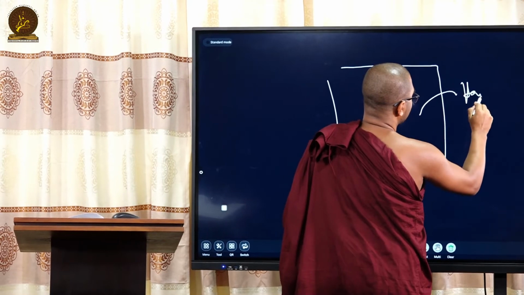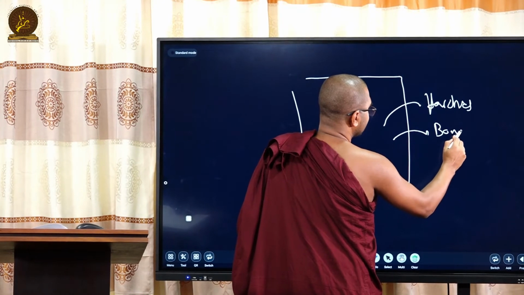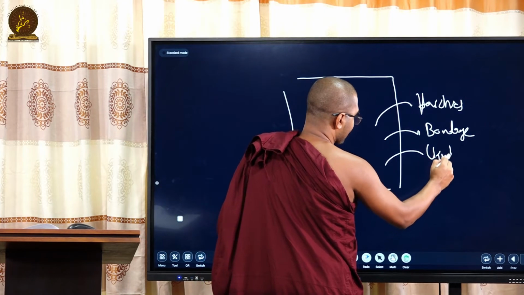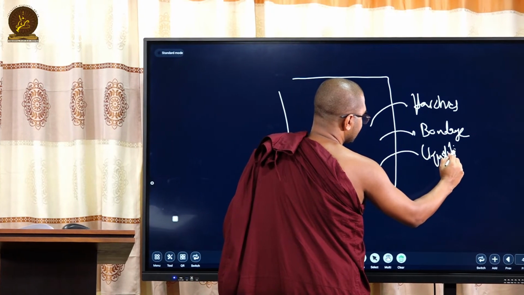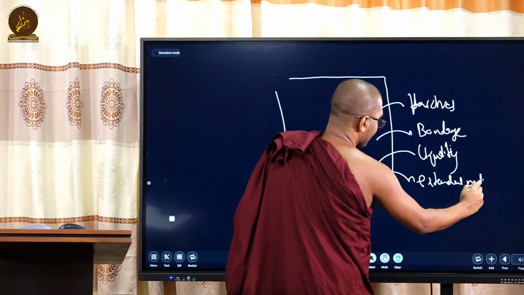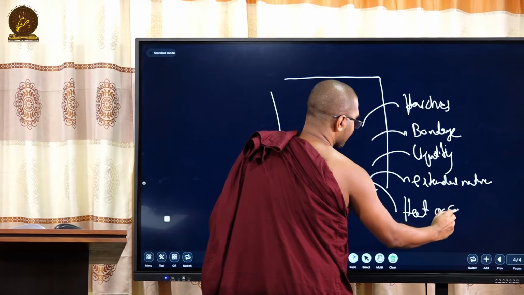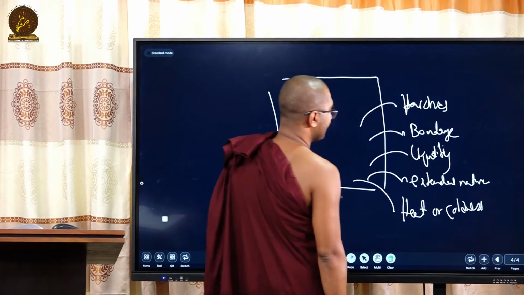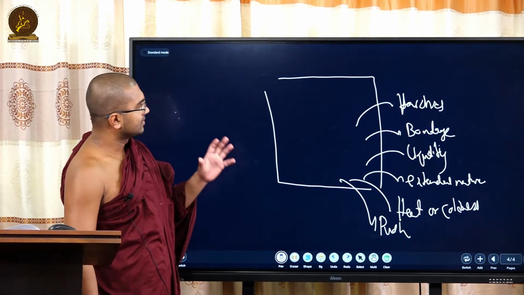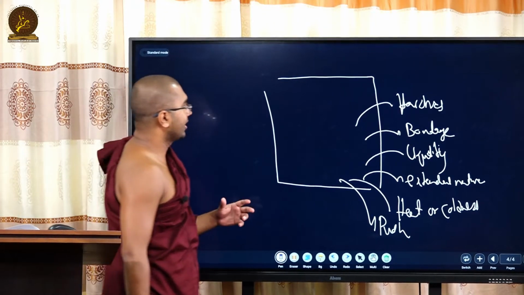if you can feel the hardness, you can feel a bondage, understand a bondage between the particles. If you can understand the liquidity, if you understand the extended nature, and also the heat and coldness, and the push given by this. In general, if you feel these qualities, these are the four great elements.